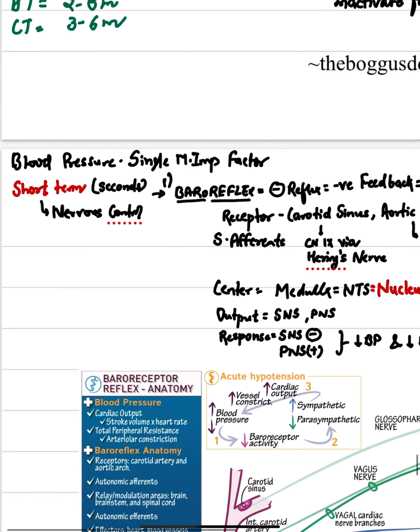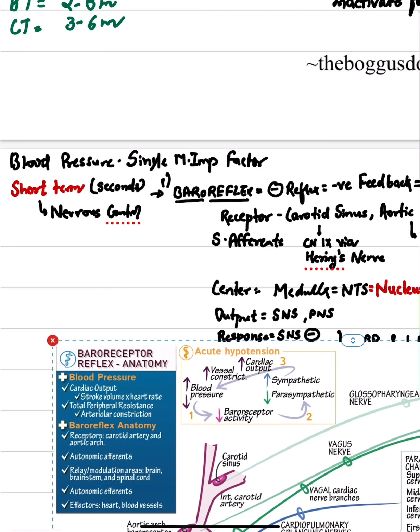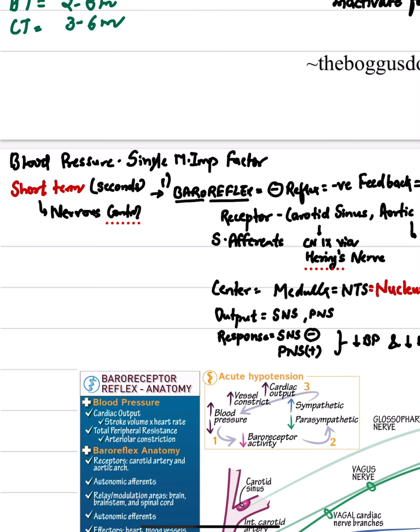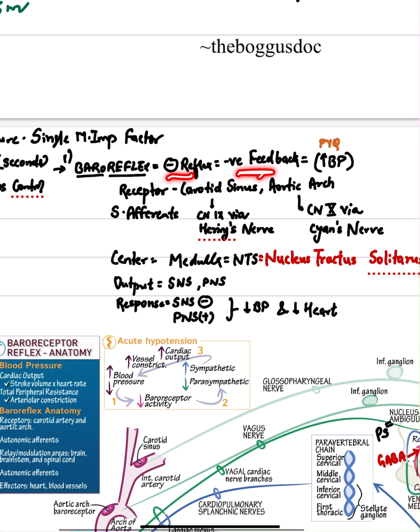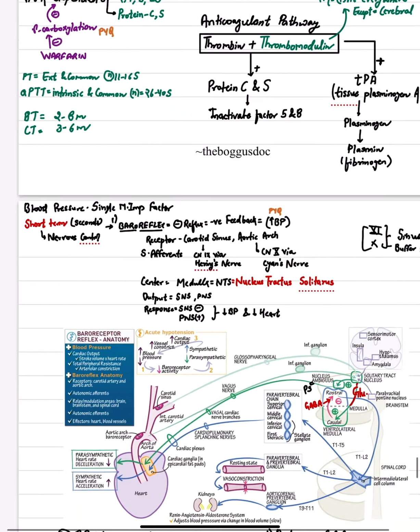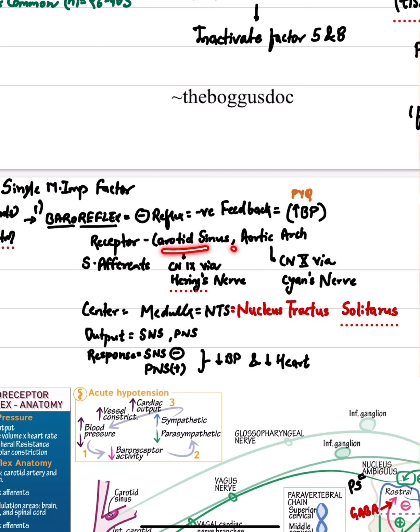Blood pressure is the single most important factor for regulating blood flow. For the short term we have nervous control, but for coronary blood flow we have local response, not nervous control. For the short term, within seconds, we have the baroreflex, a negative feedback: if the blood pressure is increasing, we will decrease it. What is the receptor? It is the carotid sinus or aortic sinus.